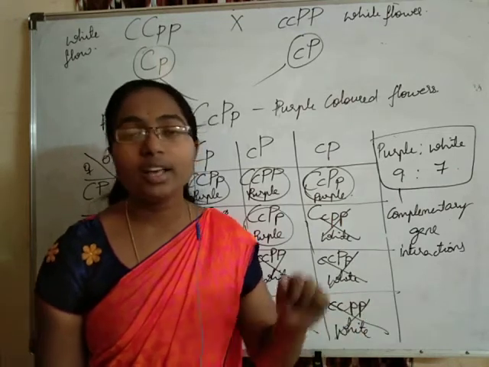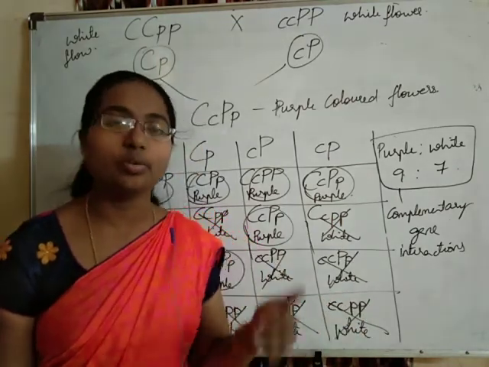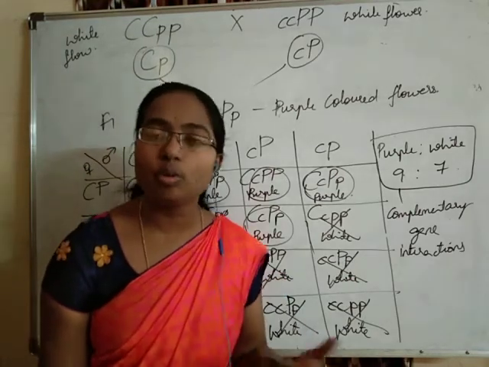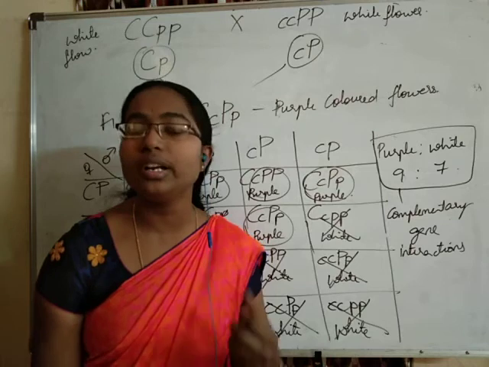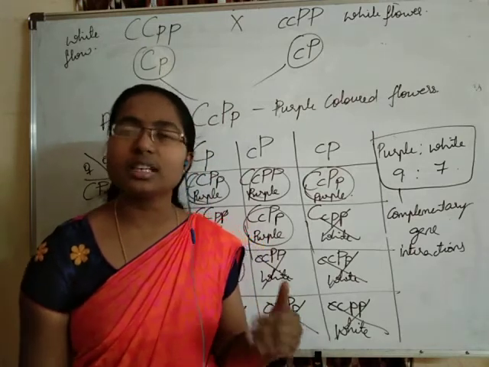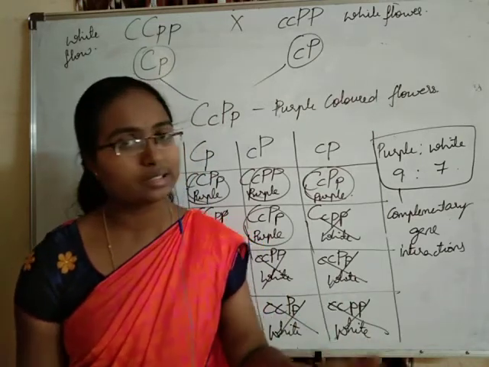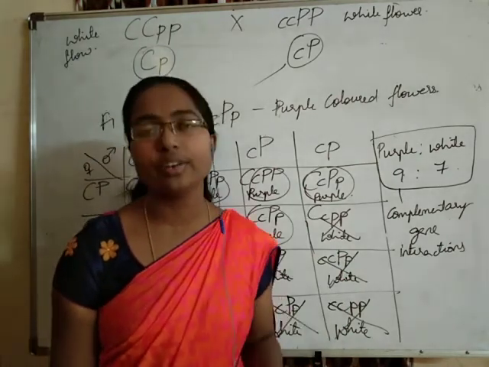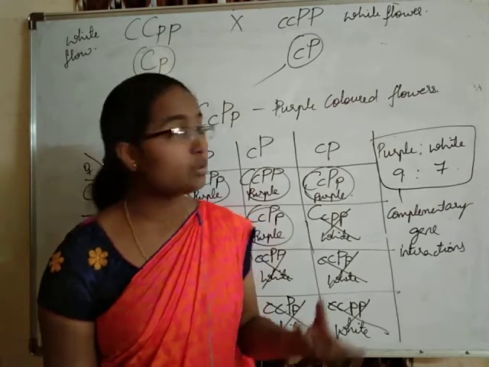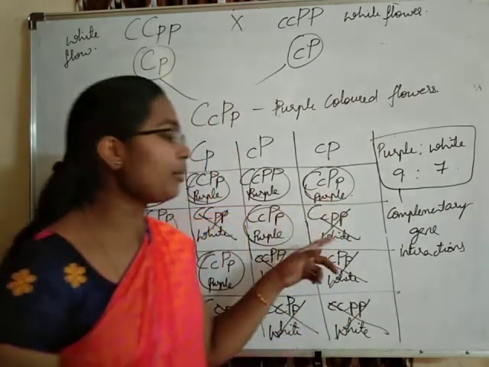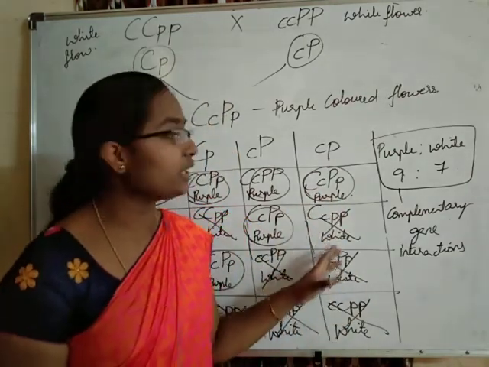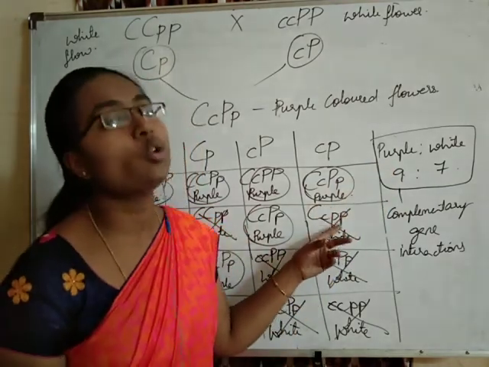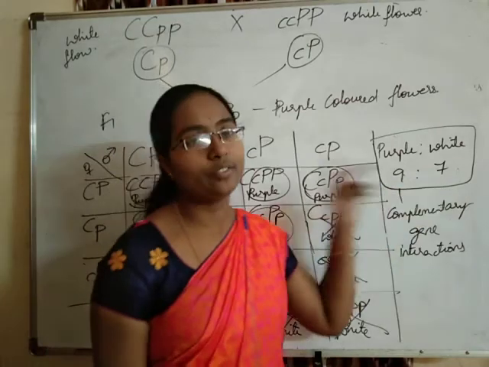But if both are present in an individual, capital C, capital P, both are present, then it would lead to a different character. If both the genes are separated, then they will produce the same character. If both are present together, then they will produce some other different character. So that is what we have observed. Capital C and capital P, when they are there together, are producing purple flowers, or if there is no capital C or no capital P, they are producing white flowers only.